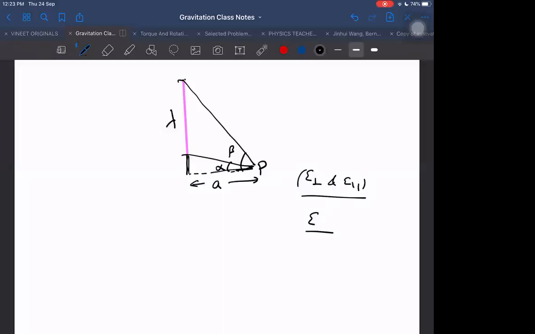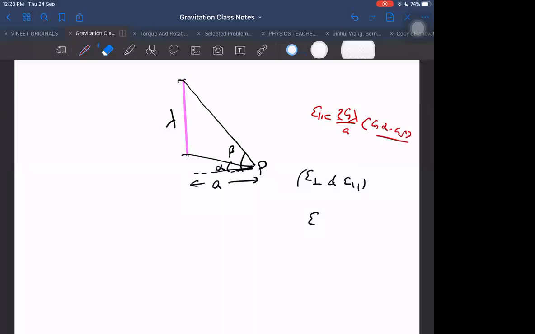Sir, E parallel, we know, I have told you E parallel also. What I was saying, 2G lambda by A into cos of alpha minus cos of beta. Cos of smaller angle minus cos of bigger angle. Direction we already know, I told you this way. Remember cos of smaller angle minus cos of bigger angle, and direction is this side.